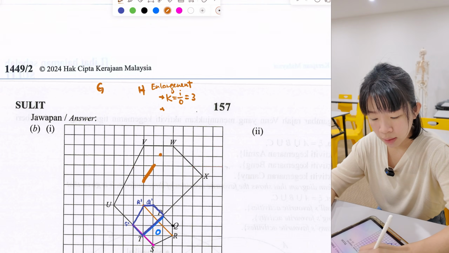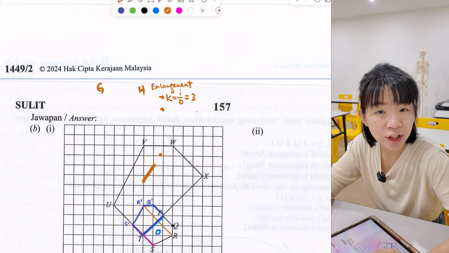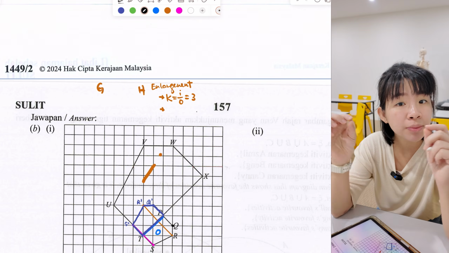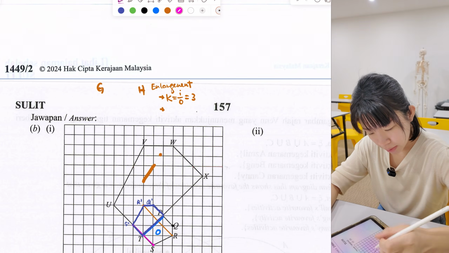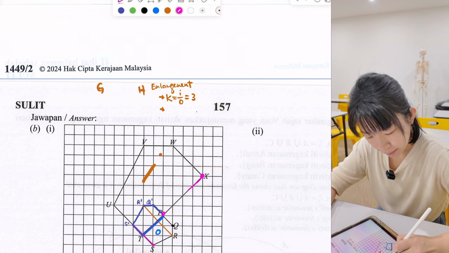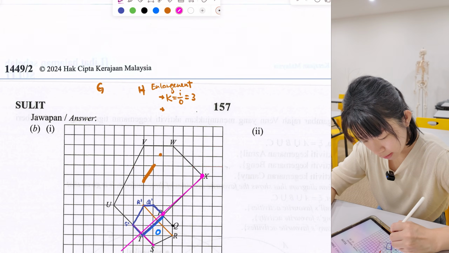The second thing we need to find is the center of enlargement. To find the center, take out your ruler and join all the corresponding points together. For example, let's join X and this P, their corresponding points, and extend the line longer.